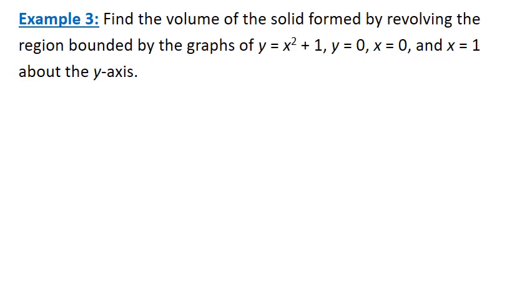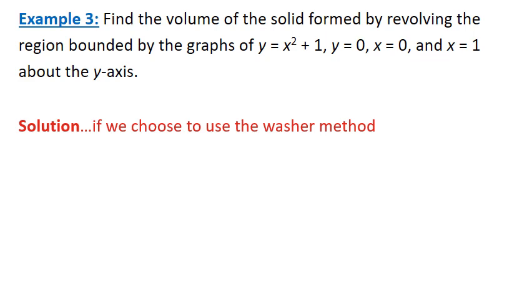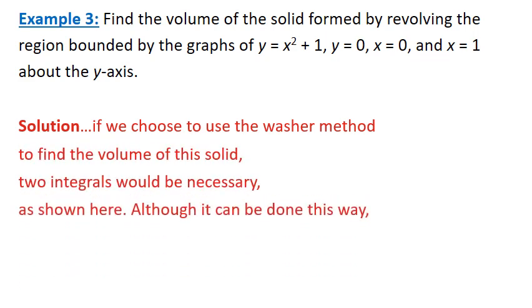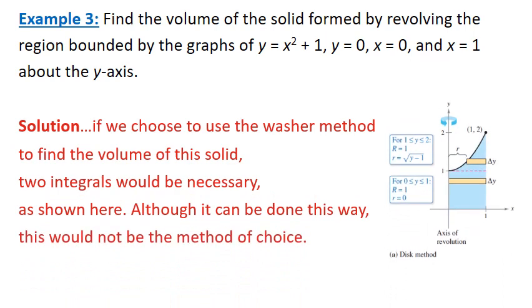So in this example, it says find the volume of a solid formed by revolving this region that's bounded by these graphs about the y-axis. So if I have something like this, let's see. All right, here's our picture. If I have this graph and I chose to use the washer method, I would have to identify the inner and the outer radius. Well, if I do that, then two integrals are necessary because the distance from our axis of revolution to the inner radius and the outer radius is different, and I would have to use two different integrals, as you can see here.